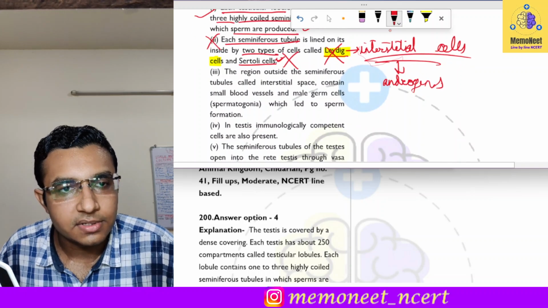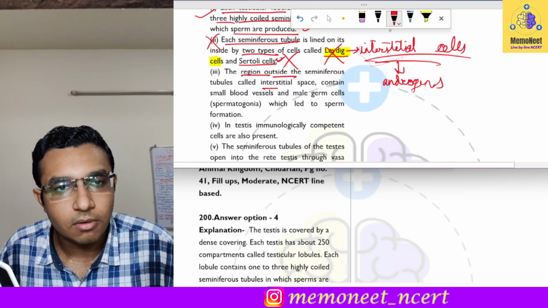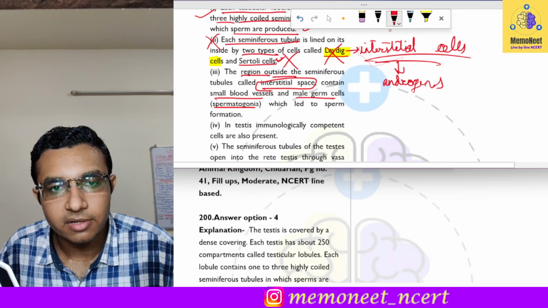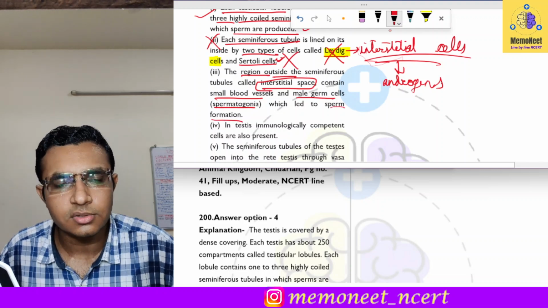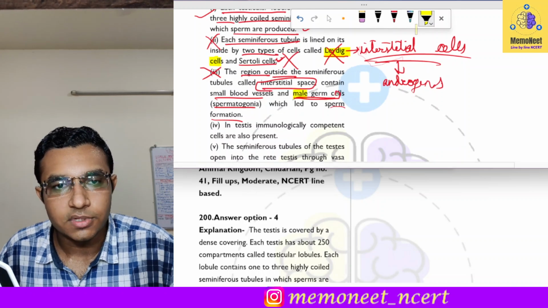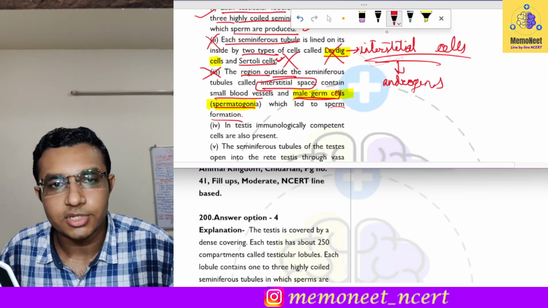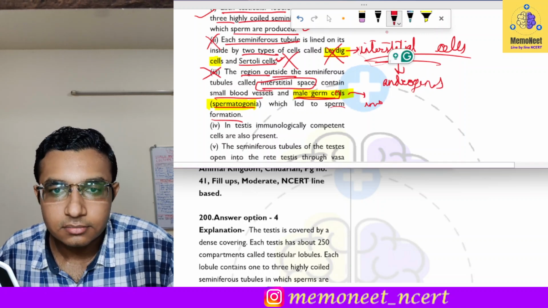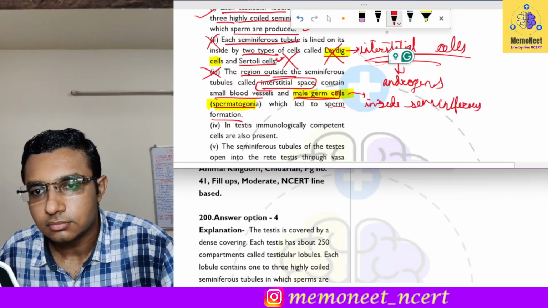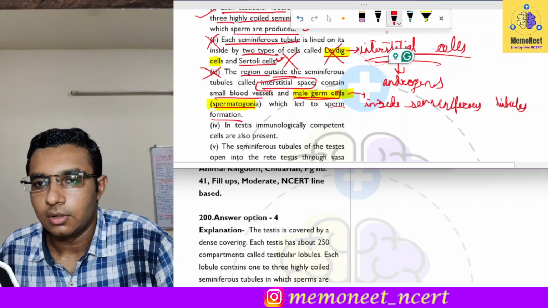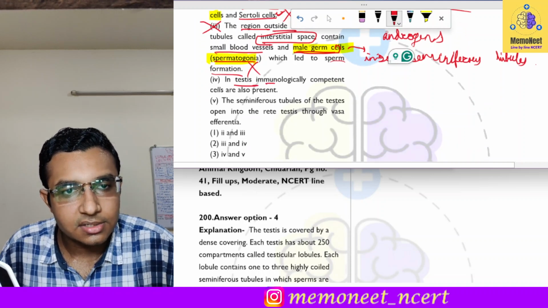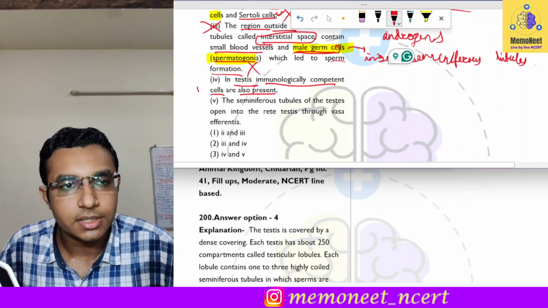The third statement is the region outside the seminiferous tubules called the interstitial space. It contains small blood vessels and the male germ cells, the spermatogonia, which lead to the sperm formation. So is this statement correct? No, this statement is incorrect, because the male germ cells, the spermatogonia which lead to the sperm formation, are present inside seminiferous tubules, not outside. So this statement is incorrect. The fourth statement is in testes the immunologically competent cells are also present, so this statement is correct.